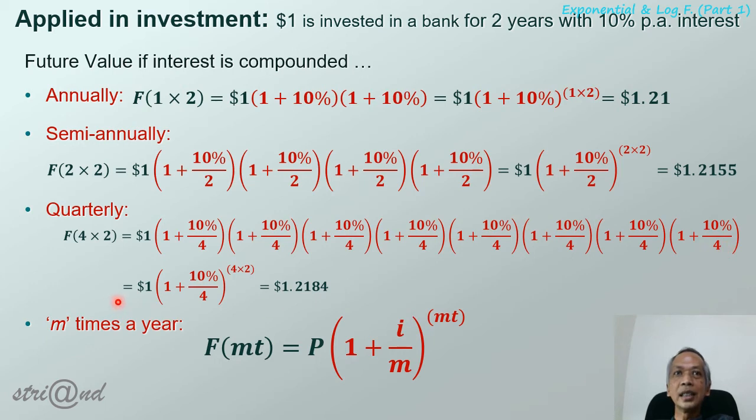So in general, it is $1 times 1 plus 10% divided by 4, because it is compounded quarterly. So in one quarter, the interest is 10% divided by 4. 1 plus 10% divided by 4 to the power of 8. 8 here, 4 times 2 is the same as here. So the result is $1.2184.